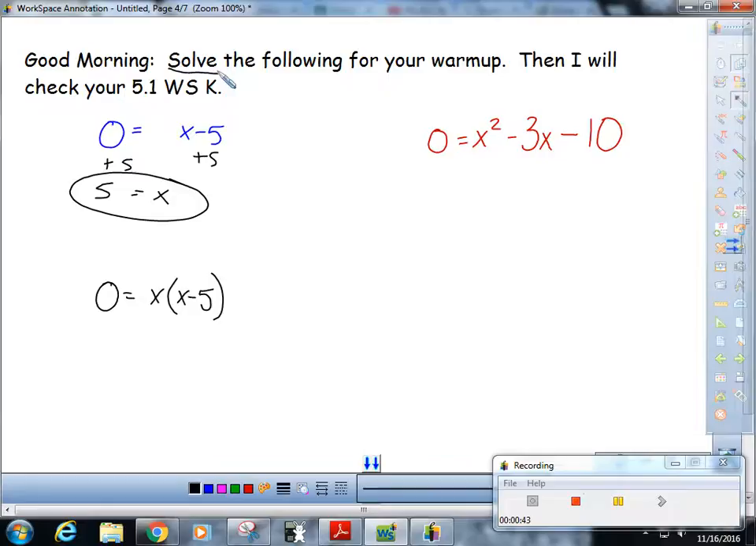Think about this. You got two things that multiply by each other. Thing number 1 and thing number 2. And when you multiply thing 1 times thing 2, the answer is 0. So what must be happening? Hasey? Either x equals 0, or x equals 5. Is that what you said?